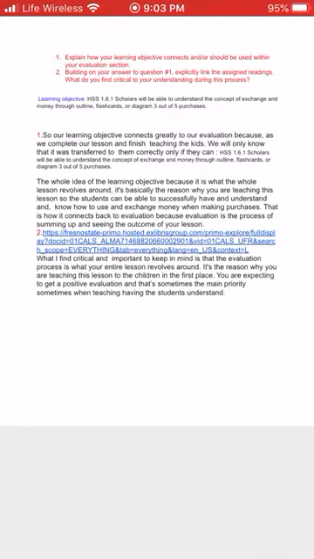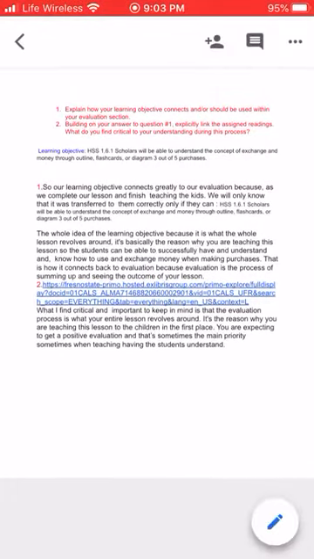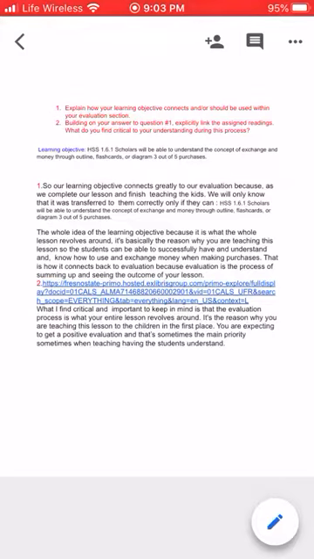You are expecting to get a positive evaluation, and that's sometimes the main priority. Sometimes when teaching, having the students understand, and be able to have the outcome of the learning objective and be able to do 3 out of 5 purchases is sometimes the main goal for a lesson. And that's why I believe sometimes a teacher has learning objectives and follows certain rules and follows certain lessons to be able to have the students understand the material.